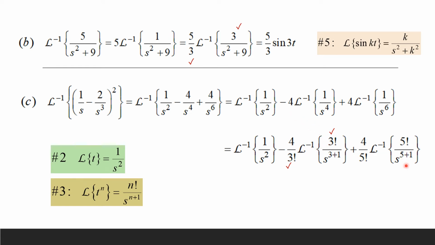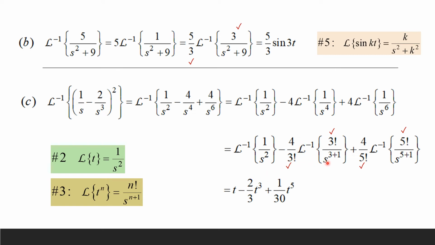What about this part here? Okay, so s to the 5 plus 1, write down 5 factorial, and to get back the number 1, we need to divide back by 5 factorial. 5 factorial divided by 5 factorial gives back the number 1, or we can say 4 over 5 factorial multiplied by 5 factorial gives back the number 4. Okay, so after we have done this, we can now apply formulas 2 and 3. Okay, so for the inverse of 1 over s squared, the answer is certainly t, minus 4 over 3 factorial, 4 over 6. When you reduce it, you get 2/3.